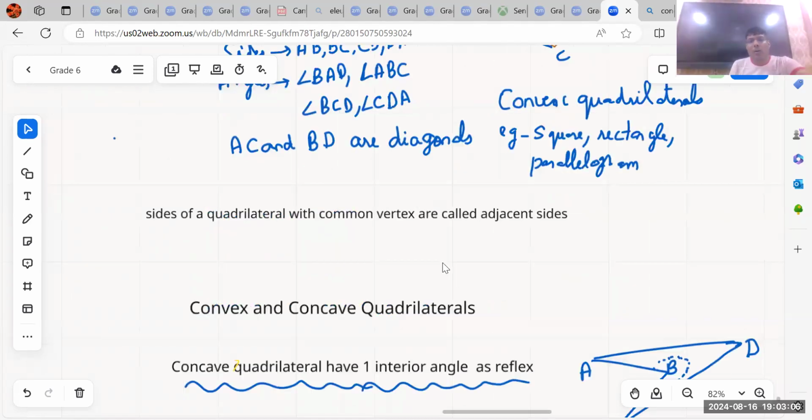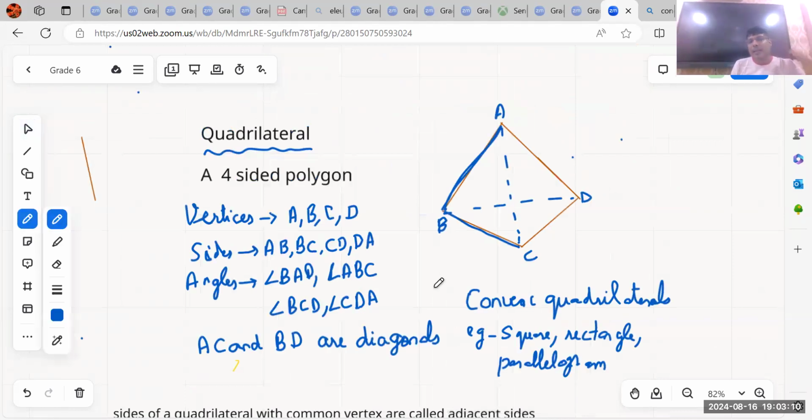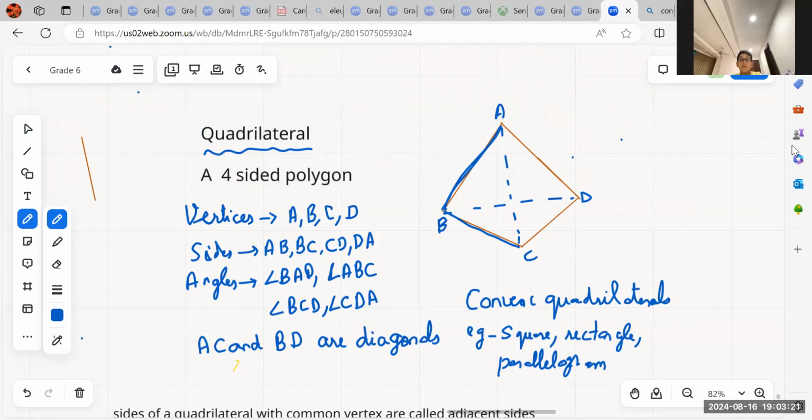Now opposite sides means जिनसे कोई vertex share नहीं होगी. BC and AD are opposite. AB and CD are opposite. Understood? Not understood, guys? Yes, sir.